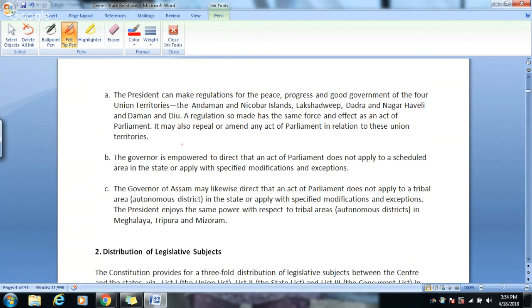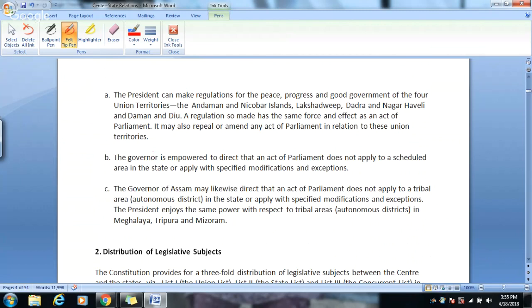That means first the President will make some regulations, for peace and for progress and good government of these four union territories. And it will come into force as an act does after Parliament enacts it. It may also repeal or amend any act of Parliament in relation to these union territories. That means whatever acts are related to these four union territories may be removed or amended by these regulations. So this is one. Next, the Governor is empowered to direct that an act of Parliament does not apply to a scheduled area in the state, or applies with specified modifications and exceptions.